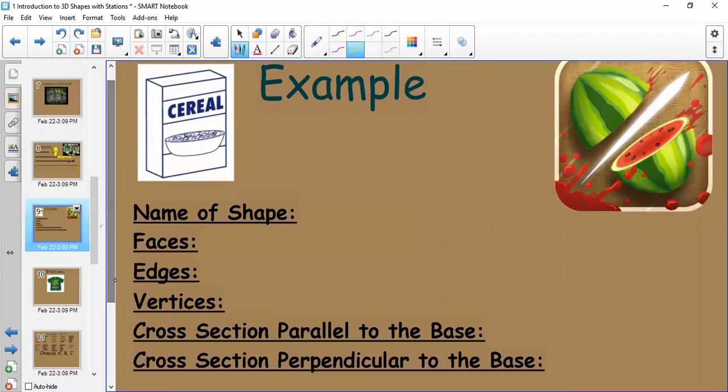All right, last one here. So we're gonna do some stations tomorrow or Monday, and this is what it's going to look like. So the first thing that you're going to have to do is name the shape. Well, here we have a rectangular prism.